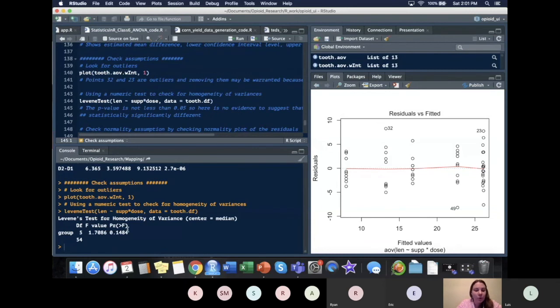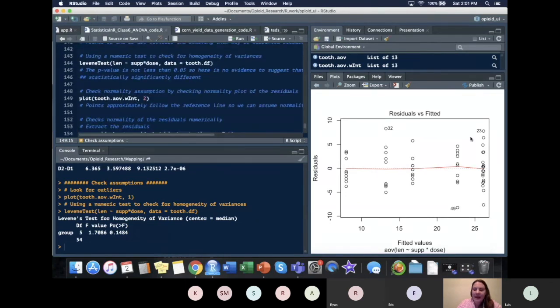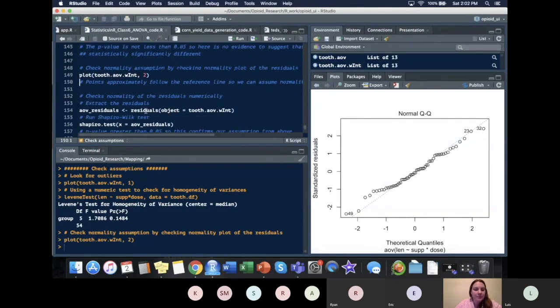So first, let's check the homogeneity of variances. It's 0.14. That shows us that our variances are not significantly different from one another in any of our groups here. So that's good. We can assume homogeneity of variances. Now, we're looking at our normal QQ plot. So here it's following a straight line. So that's a good sign. That means it may be normally distributed based on that value.